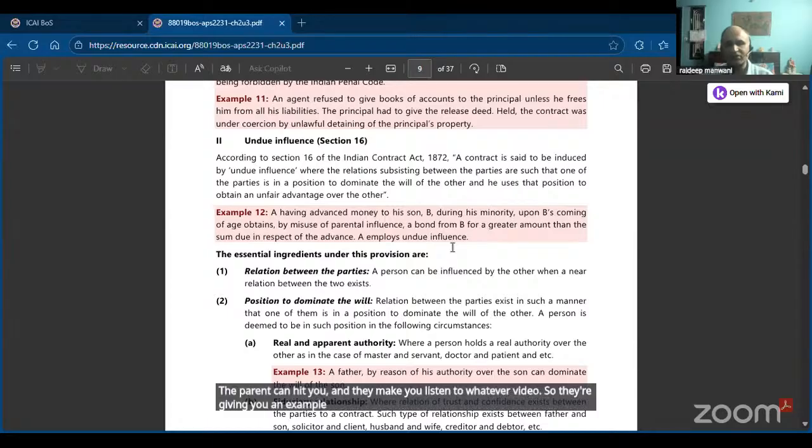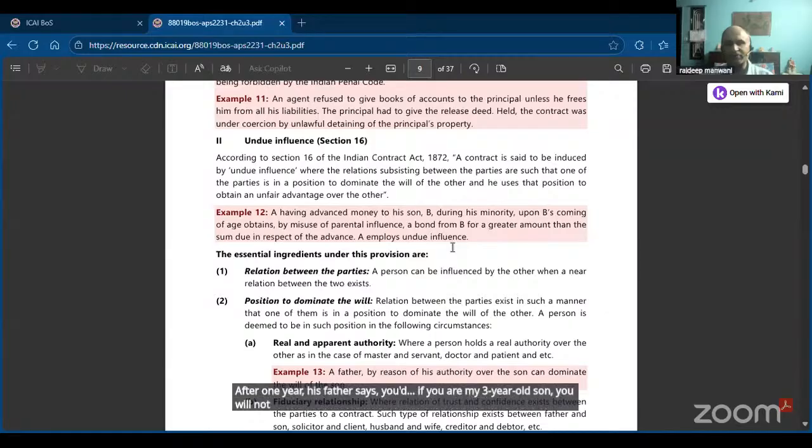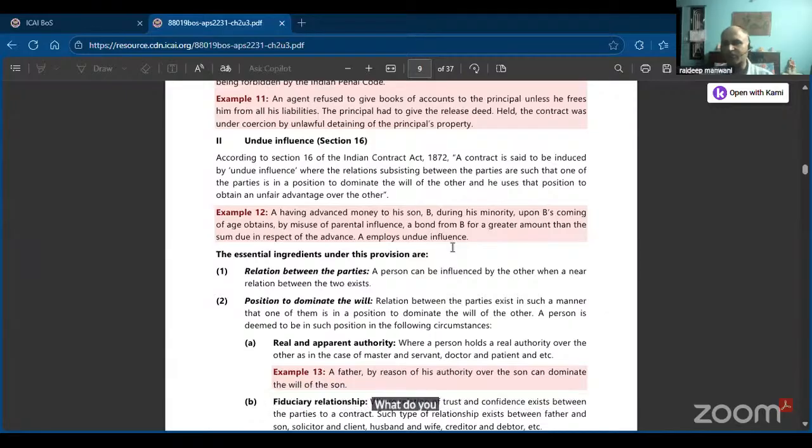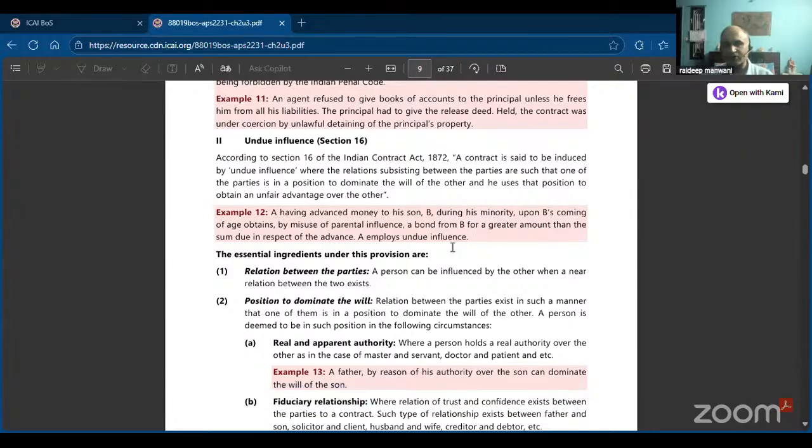There was a son who borrowed some money from his father. Pranav borrowed 10 lakhs from his father to start his CA firm. And he told, Dad, I'll give you back the money after 1 year. After 1 year, his father says, if you are my real son, you will not give me back 10 lakhs, you'll give me back 15 lakhs. What do you think I am? I took care of you, this, that, and all that. And he threatens his son and he makes him give back 15 lakhs. Now, this is a case of undue influence because the father is taking advantage of his son.